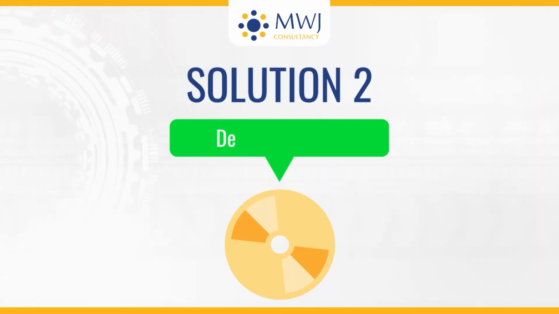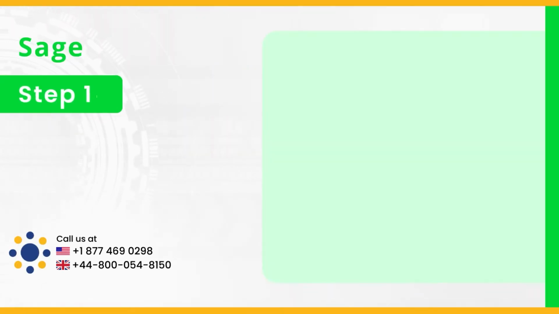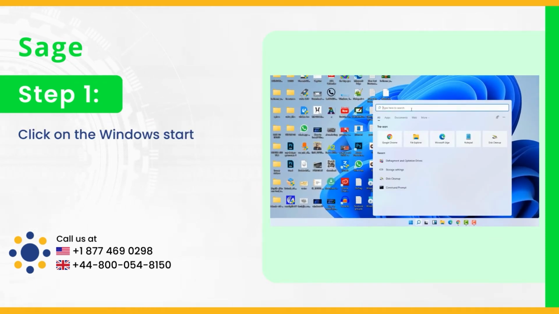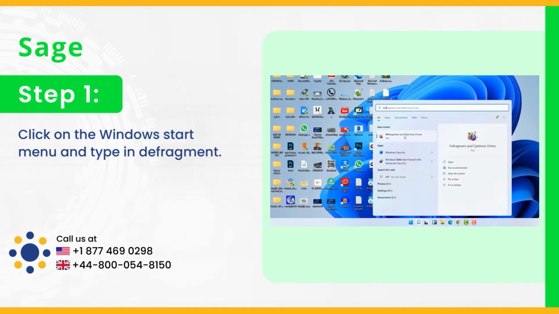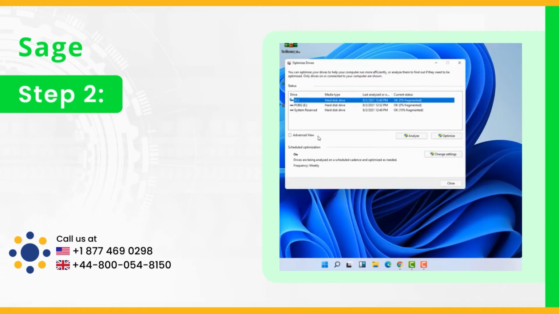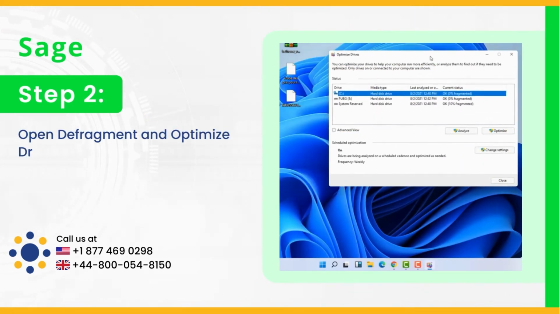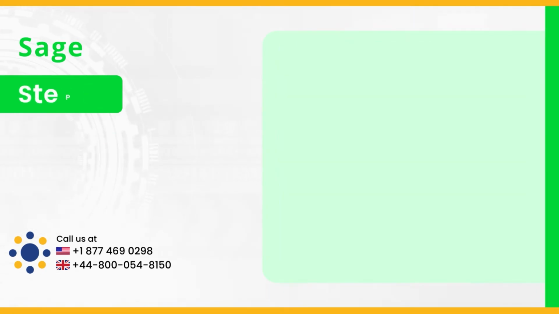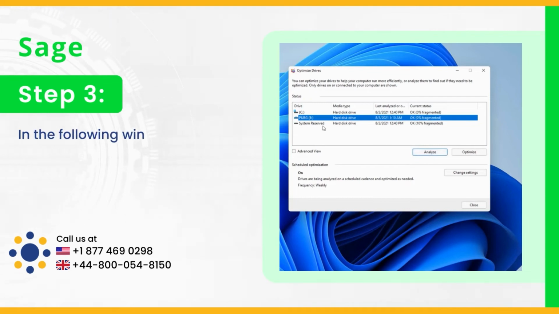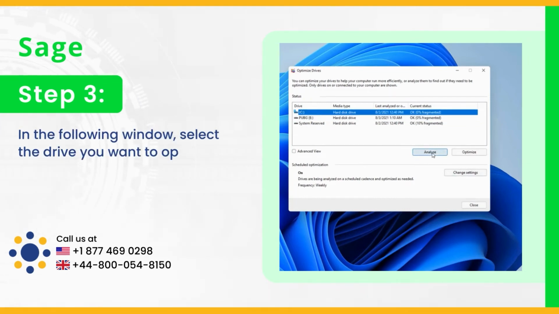Solution 2. Defragment disk. Step 1. Click on the Windows Start menu and type in Defragment. Step 2. Open Defragment and Optimize Drives app. Step 3. In the following window, select the drive you want to optimize and click on Analyze.